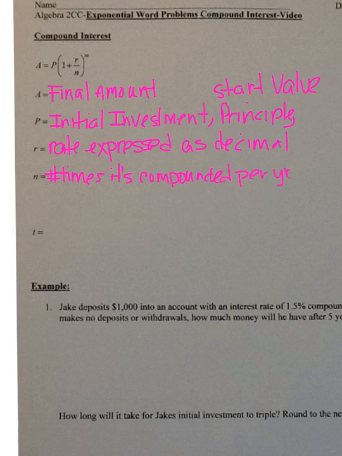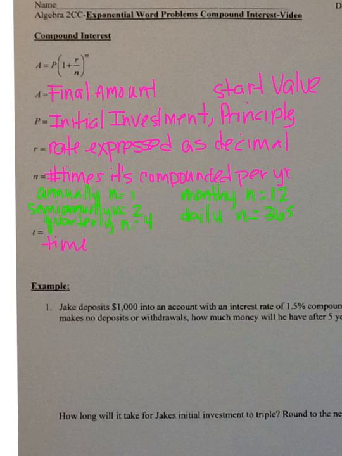So if it says annually, n is equal to 1. If it says semi-annually, n is equal to 2. If it says quarterly, n equals 4. If it says monthly, n equals 12. And if it says daily, n is equal to 365. And t is your time.